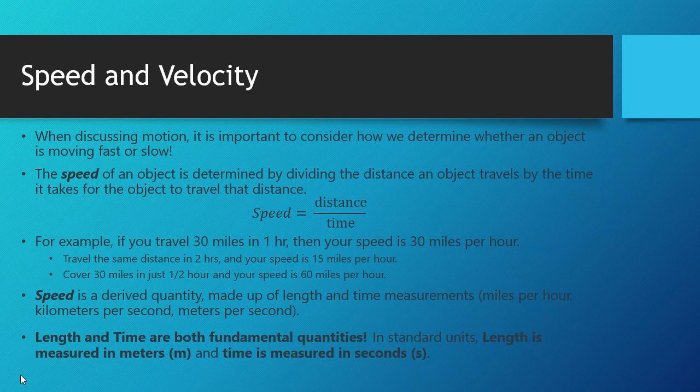Speed is another derived quantity. It's derived from length and time measurements. In America, speed is often measured in miles per hour, but generally in science we use kilometers per second and meters per second. Remember again that length and time are both fundamental quantities. They're directly measuring a fundamental piece of nature, the length of something, the amount of time that something happens. In standard units in science, length is measured in meters and time is measured in seconds.